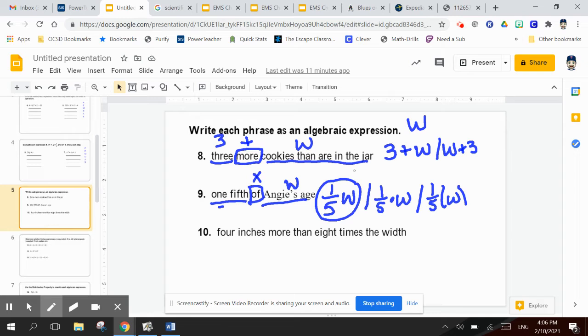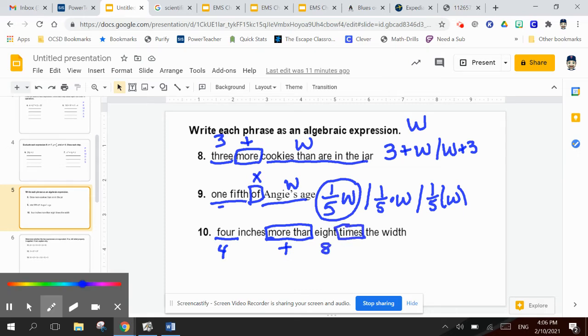Number 10, 4 inches more than 8 times the width. So again, I have 4 inches more than tells me to add 8 times the width. So 8 times tells me to multiply the width. Well, what is the width? I don't know. That's my variable. So to rewrite this as an expression, I have 4 plus 8w.